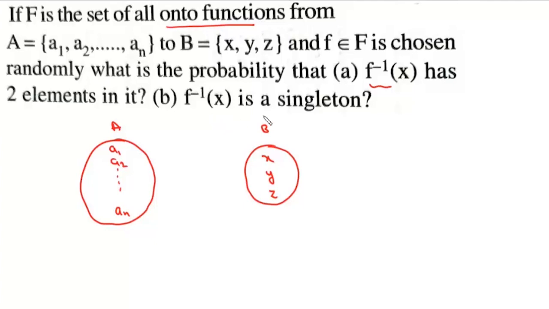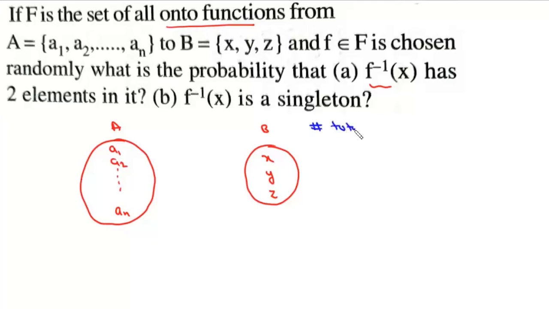So basically here we are not talking about inverse function per se. Since it will be a many-one function, it cannot have an inverse function defined for it. So basically what we are looking for is pre-images of x. So for the first part, it says this x has 2 pre-images, and for the second part it says it has only 1 pre-image. Now for this, first we'll find the number of onto functions which can be defined from this set A to set B.